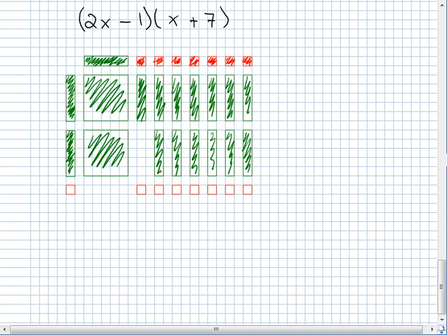So if you add all these up here, you get the answer 2x squared plus 13x minus 7. In the next video, I'll show you how to do it without doing all the pictures and stuff. Here we go.